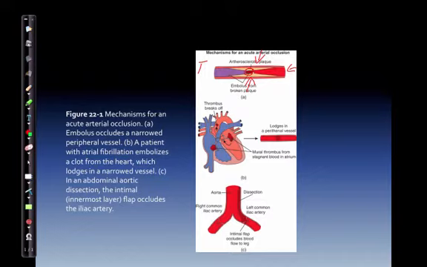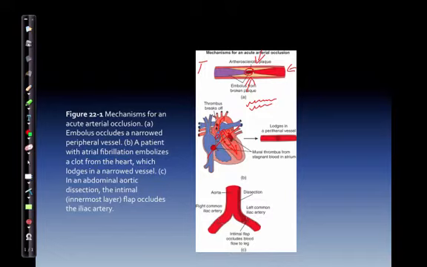B, a patient with atrial fibrillation embolizes a clot from the heart, which lodges in a narrowed vessel. Now, the problem with the atrial fibrillation is, whenever we look at this up here, the heart's just kind of quivering, so it doesn't really flow blood well. So there's a possibility in some individuals, that's why we like to Coumadin them, that if they develop a clot, especially in the left atrium, it will go into the left ventricle and then out to the body. Now, since the heart feeds itself right off of the aortic semilunar valve, we have a 50-50 shot. First 50%, it probably will resemble a stroke. The other 50%, it could be a heart attack, depending on the size of the clot.